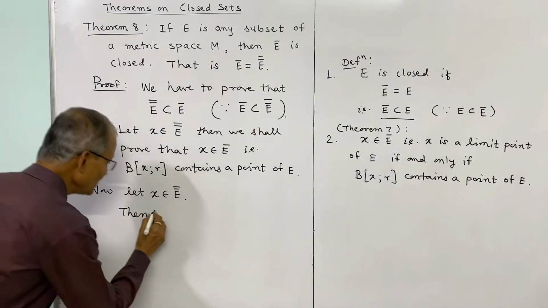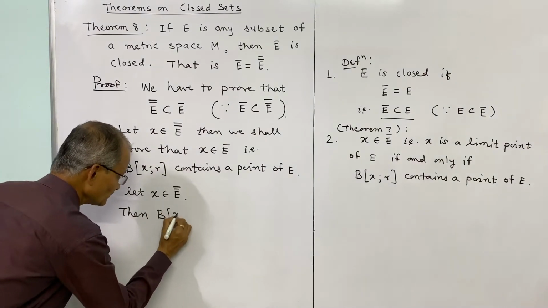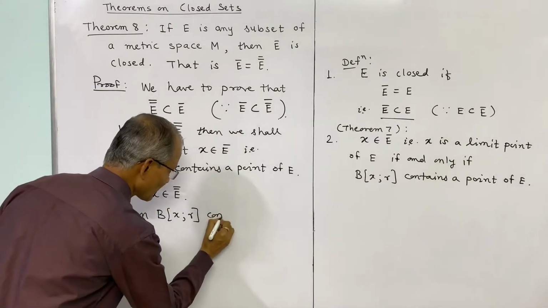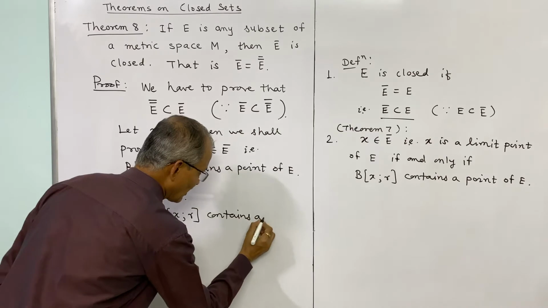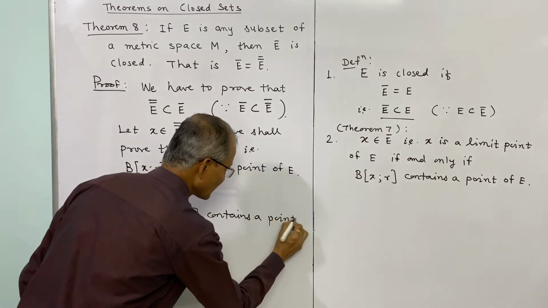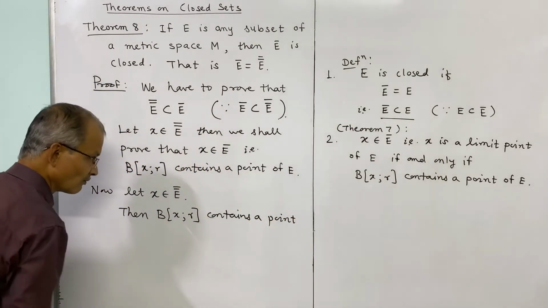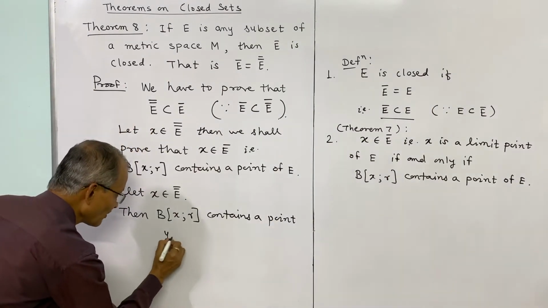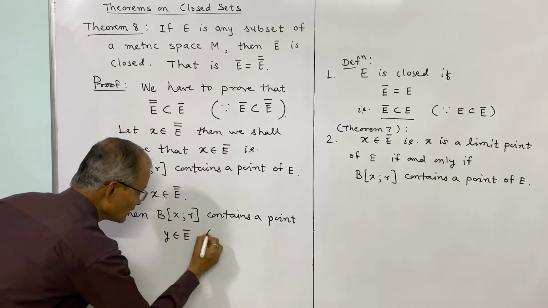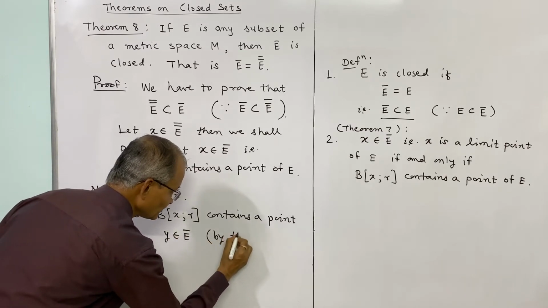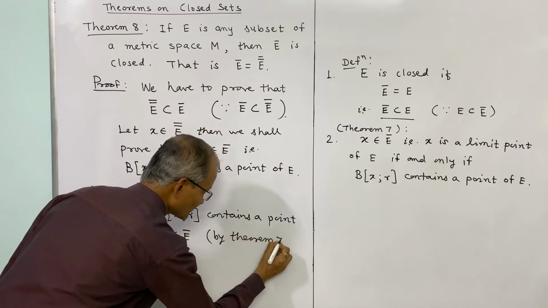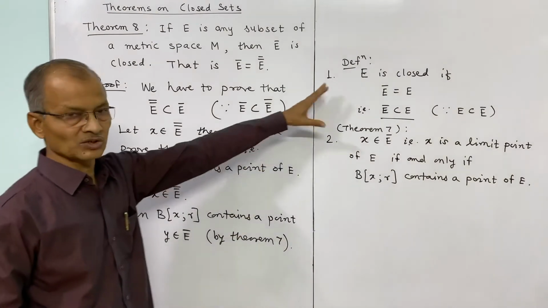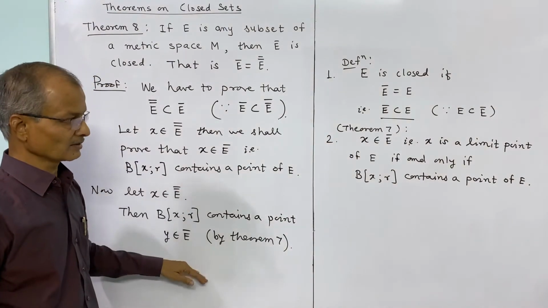So then B(X, R), the open ball about X, contains a point. Suppose a point, denoted by Y, belongs to E bar. This is by Theorem 7. For reference, earlier theorems are important. We have to use the earlier theorems. Definitions are all important to prove the next results.